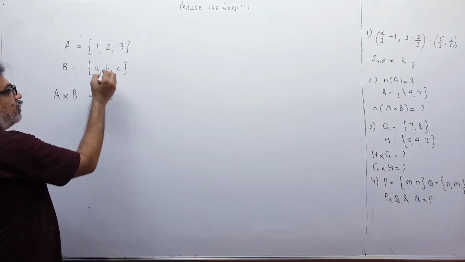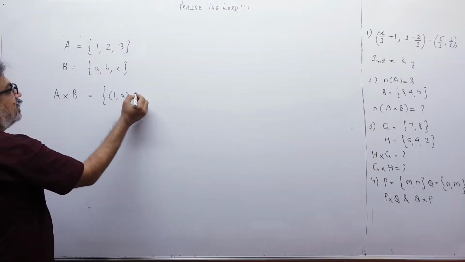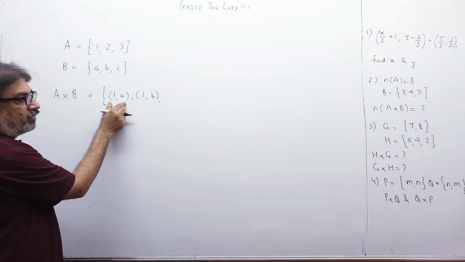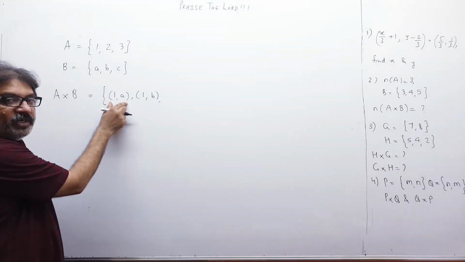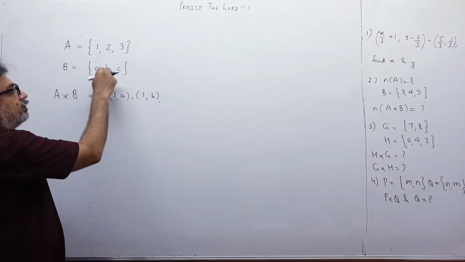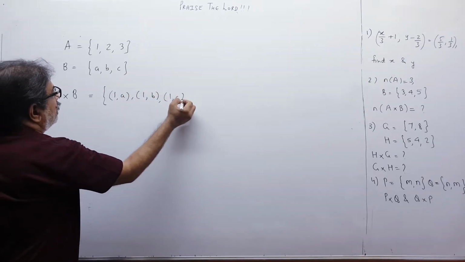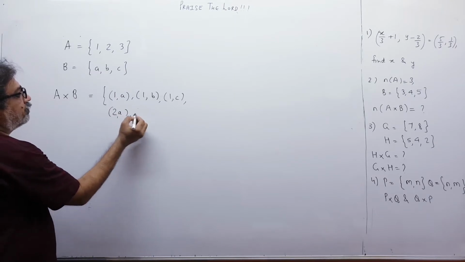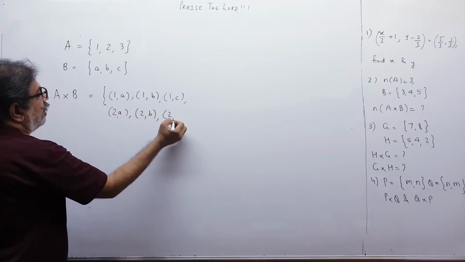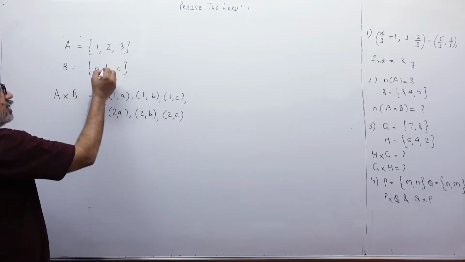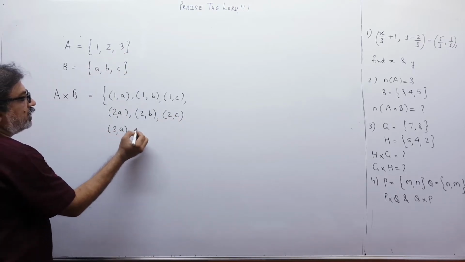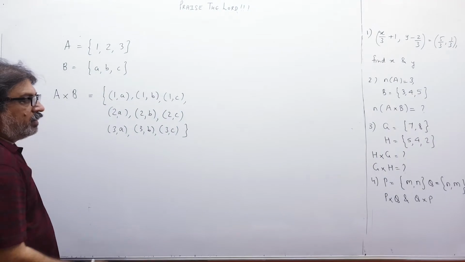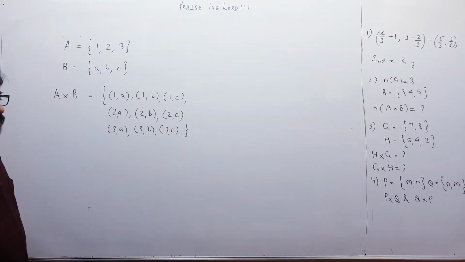So first element from A, so (1, a), then (1, b). Remember children, this is one element. These are not two elements, this is one element. One ordered pair is one element. So (1, a), (1, b), (1, c). Then we have (2, a), (2, b), (2, c). And then (3, a), (3, b), (3, c), and we close the bracket. These are the elements of A cross B.